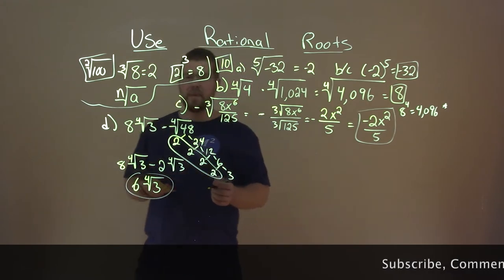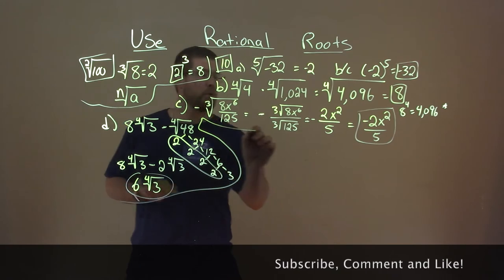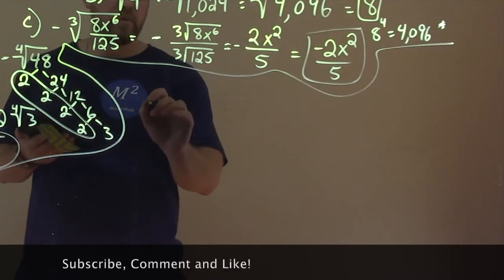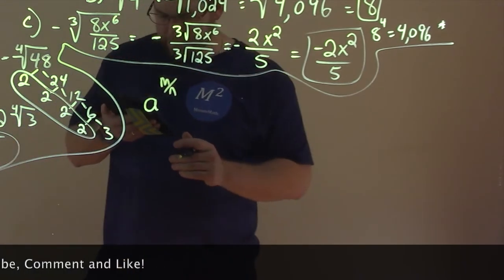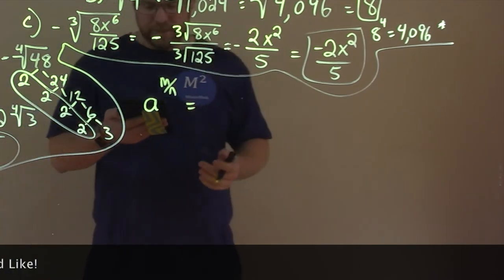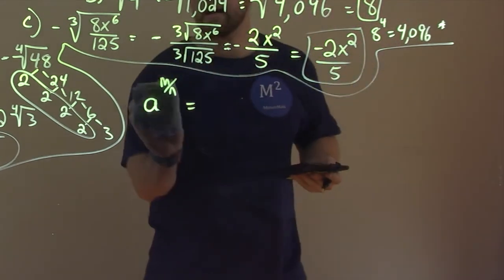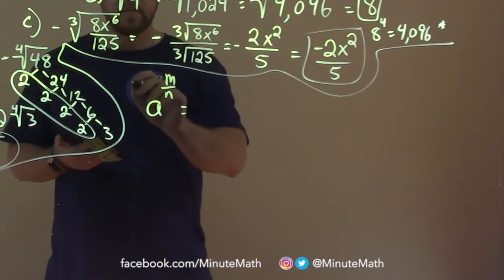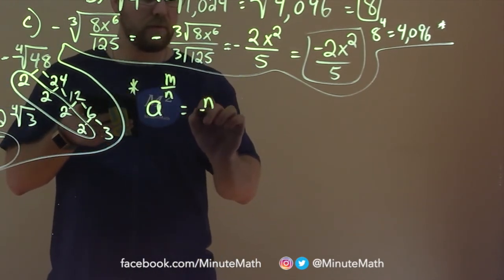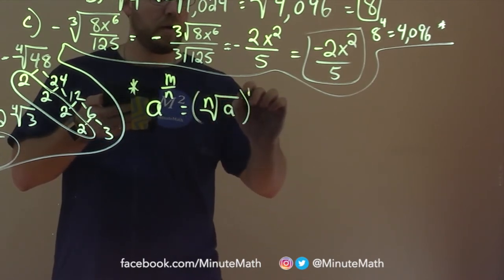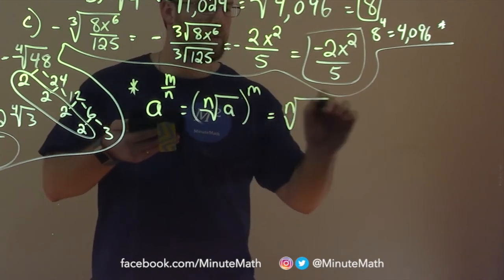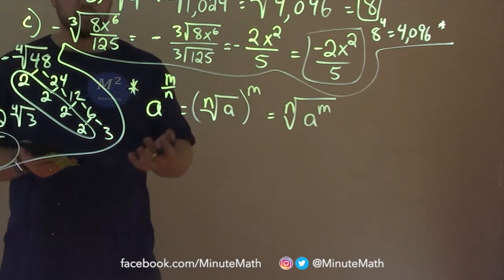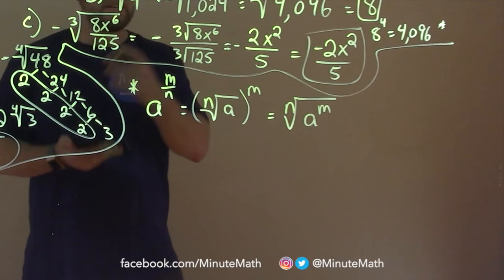So one other thing I want to mention here, and I'm gonna make a little space, kind of separating out my work here, is sometimes we get rational exponents. And what does that really mean? Well, sometimes we have a to the m over n power, okay? Well, with roots, a to the m over n power is the same thing as the nth root of a, all to the m power, or the nth root of a to the m power. And this can be useful sometimes when we're moving things around and simplifying, as we're basically just trying to use our rational roots here.